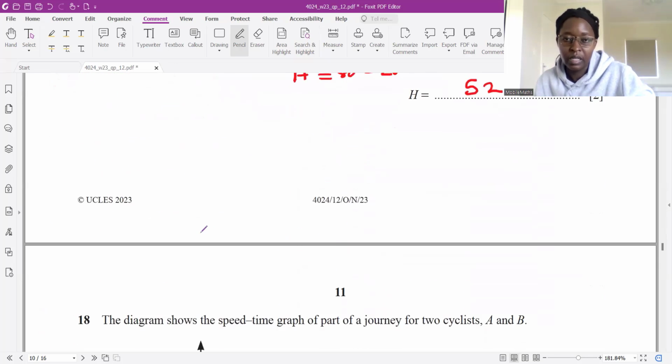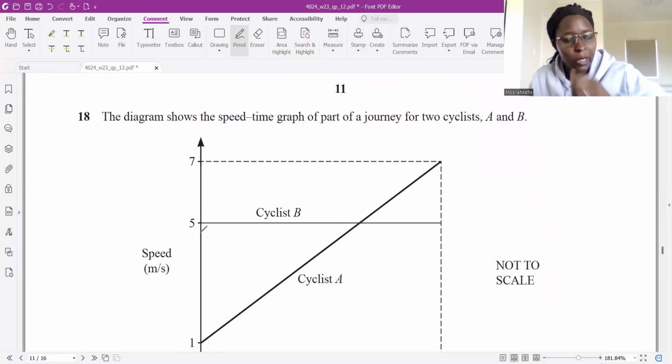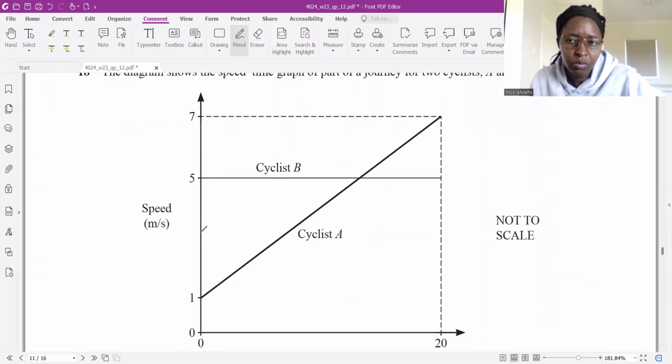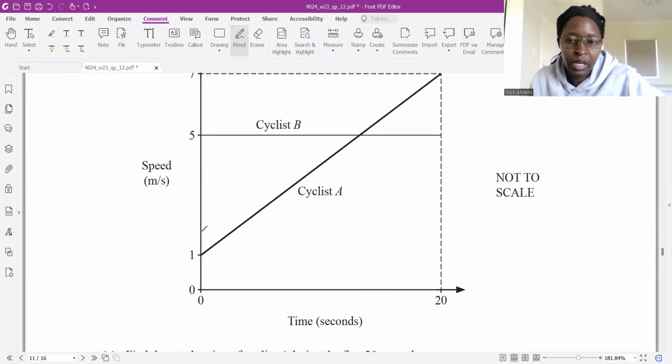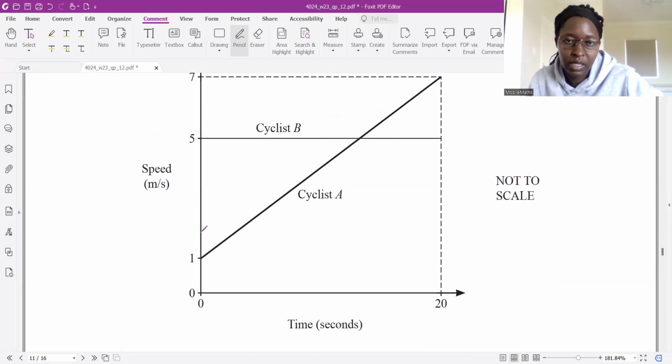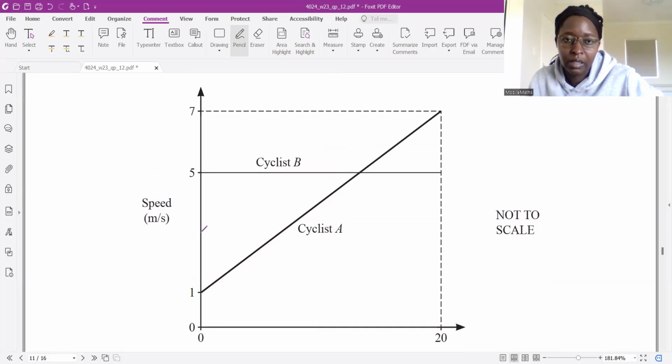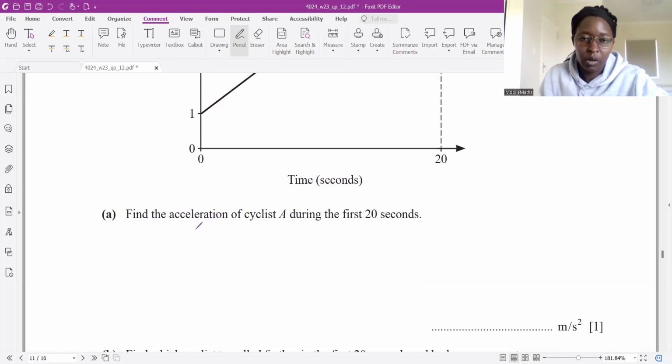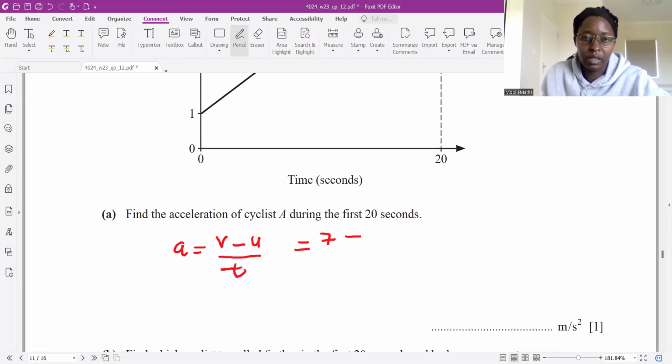Okay, let's move on. Number 18, with a speed-time graph, cyclist A and cyclist B. Find the acceleration of cyclist A during the first 20 seconds. So acceleration is basically 7 minus 1 divided by 20. Our acceleration is equal to our final velocity minus our initial velocity over the time taken. So the final velocity is 7, over the initial, which is 1, this one.